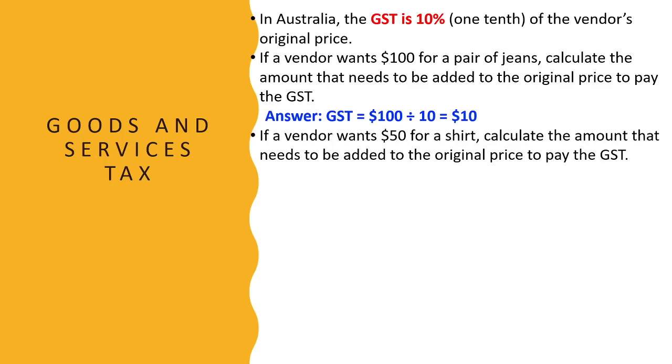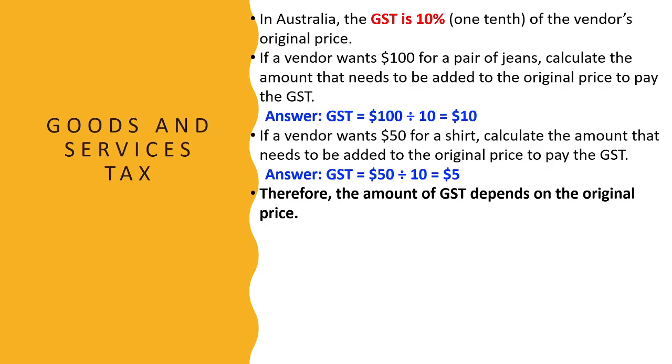Now, if a vendor wants to sell a shirt for $50, they do the same calculation to work out the GST for that. So in this case, $50 divided by 10 is 5, and that's the GST. Therefore, the GST actually depends on the value of the original price.